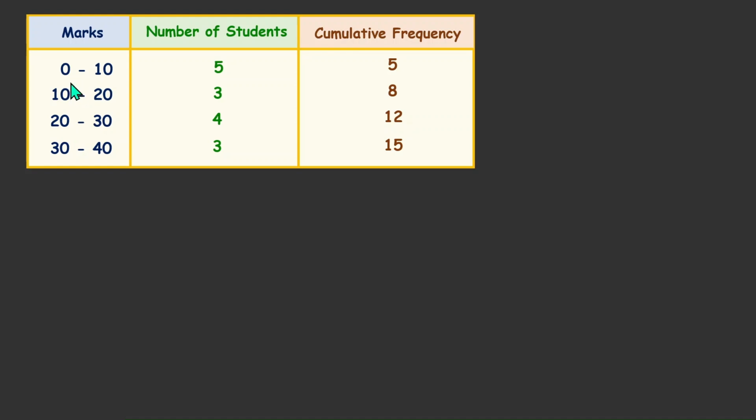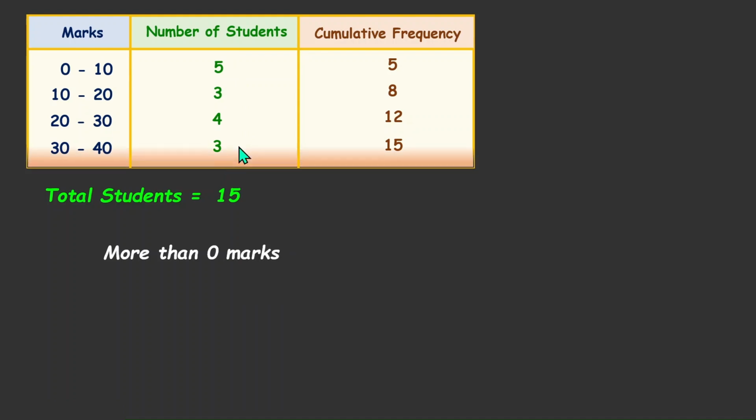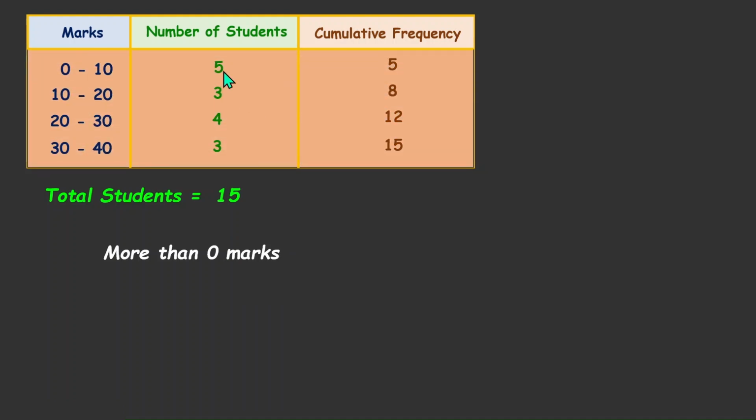So for more than 0 marks, first we need to know that everyone here has gotten more than 0 marks. And so we need to first calculate the total number of observations. So the total students would be 15, as you can see from the cumulative frequency here also. Now, if we write more than 0 marks, what we get is the entire table, the entire number of students. And so the number of students can be 5 plus 3 plus 4 plus 3, or we've already done our cumulative frequency, so it's 15.